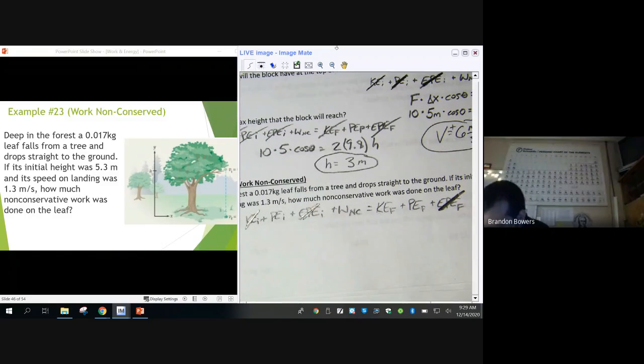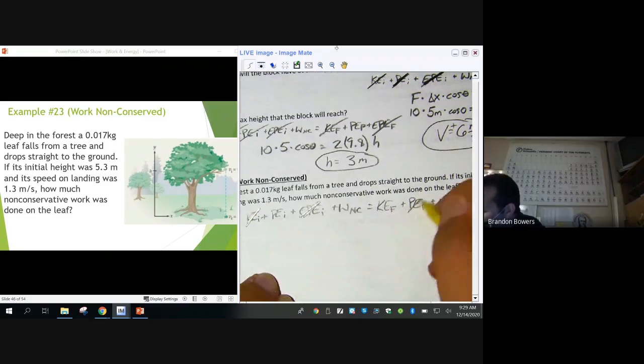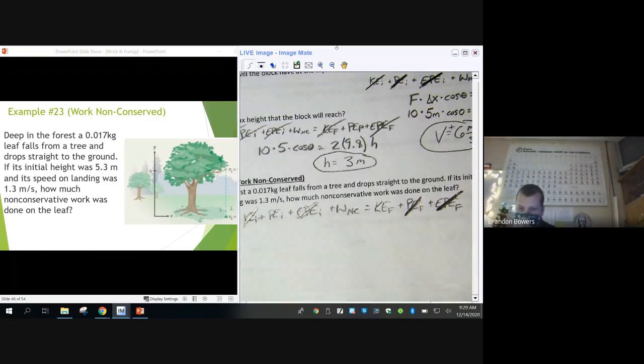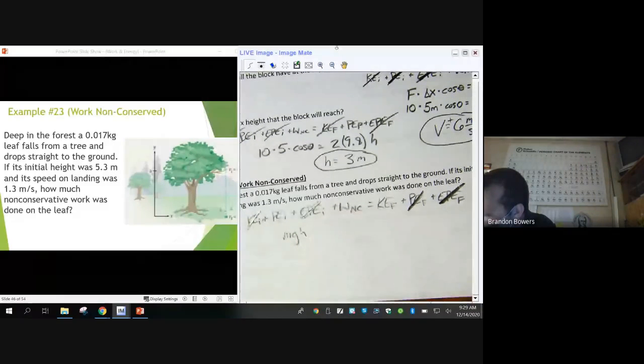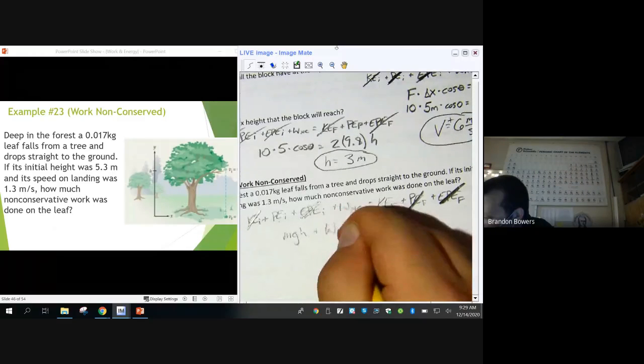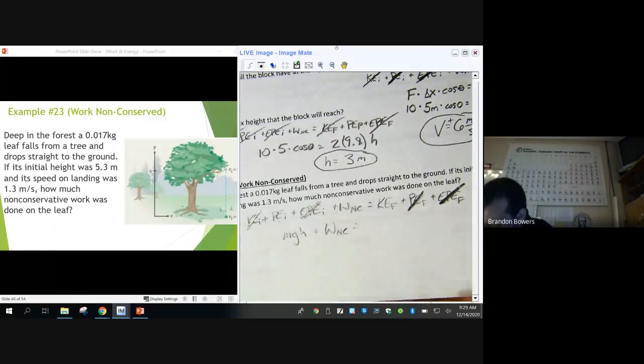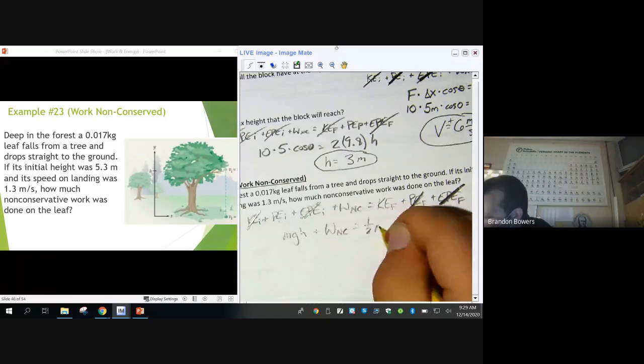Work non-conserved. Is there potential energy while it's falling? Yeah. When it hits the ground, it doesn't have any potential. So all I'm left with is potential energy initial. Initial, I have mass times gravity times height. My work non-conserved is what I'm solving for. I don't know what that is. It's equal to my kinetic energy final, half the mass velocity squared.